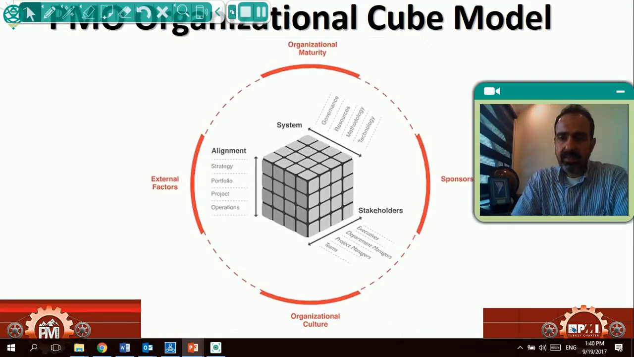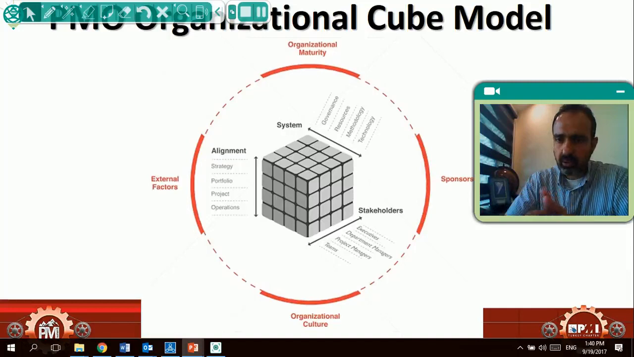There's a paper that I did a few years back called the PMO Organizational Cue Model. You can download it from my website if you like. I will not go over the whole paper, but what I would like to mention is the paper shows how important it is to address the different factors related to a PMO if you want to succeed with a PMO. And the paper shows that there is the system dimension of a PMO, which talks about the governance, resources, methodology, and technology. There's the alignment dimension, which talks about strategy, the portfolio, the projects, programs, of course, and operations.